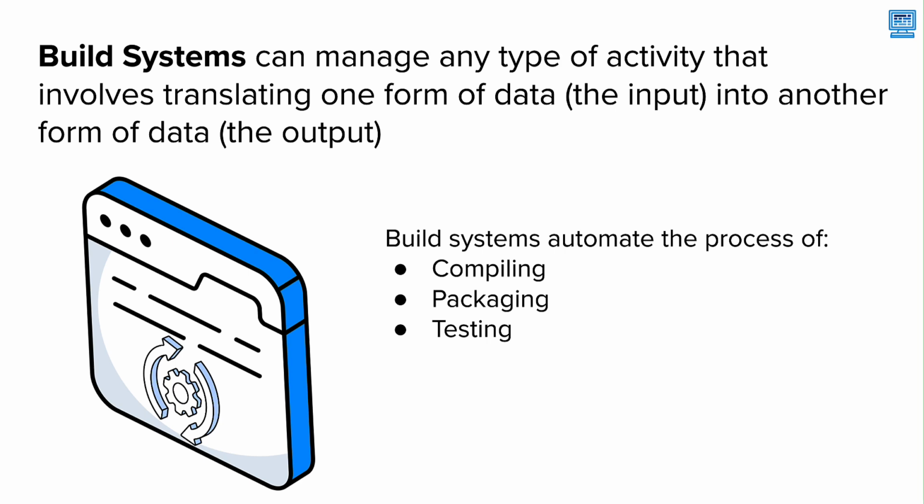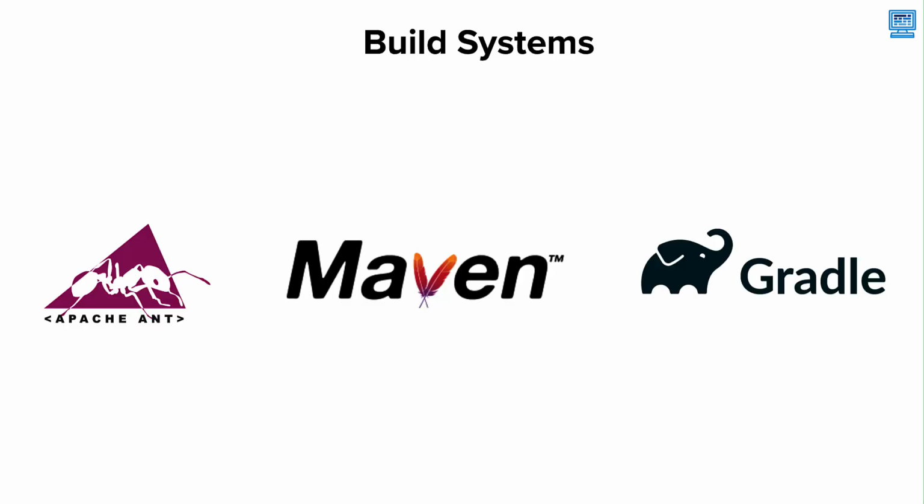Testing refers to the process of evaluating the behavior and performance of a software application to identify any defects, errors, or unexpected behavior. It is also important to note that there are different types of build systems for different types of software projects. Some of the more popular build systems are Ant, Maven, and Gradle.